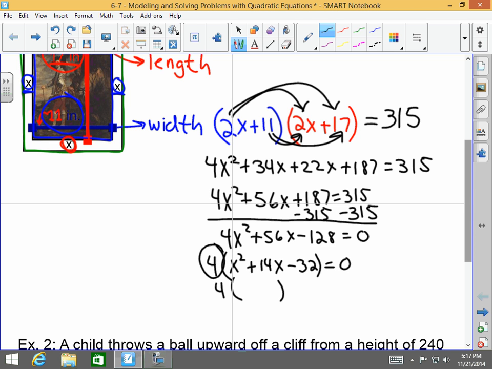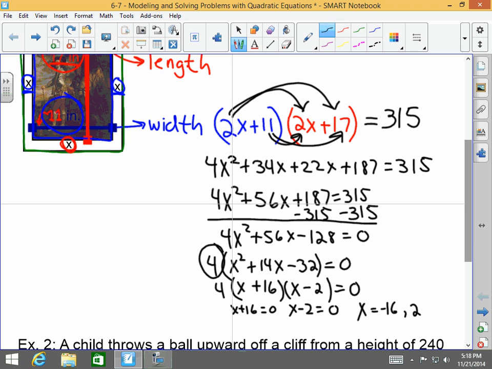So I've got my setup, x times x. What times what is negative 32, but when added together is positive 14? We're looking at positive 16 and negative 2. My zero product property: 4 cannot be set equal to 0. There's no variable. 4 cannot equal 0, so we don't have to worry about that. But we do have to set x plus 16 equal to 0 and x minus 2 equal to 0 using the zero product property. So x can equal negative 16 or positive 2.